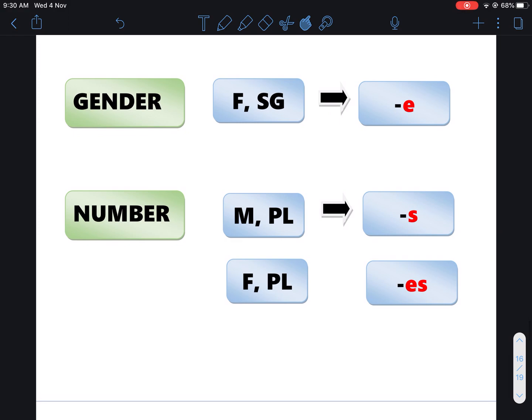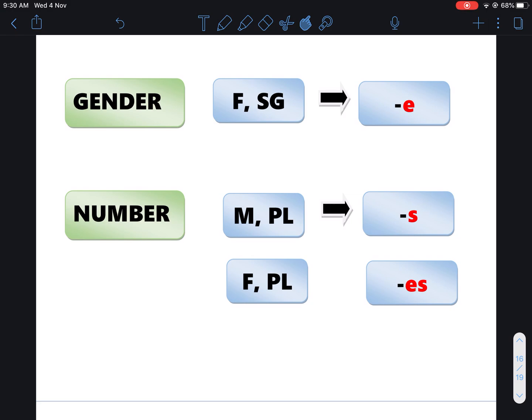Now, for one person which is feminine, we add the ending e to the past participle of the auxiliary être. For two or more persons, we add the ending s to the past participle of the auxiliary être. And when there are two or more persons, and all ladies, like just now Lola and Lina, we add the endings e and s to the past participle of the auxiliary être. Okay? Alright?